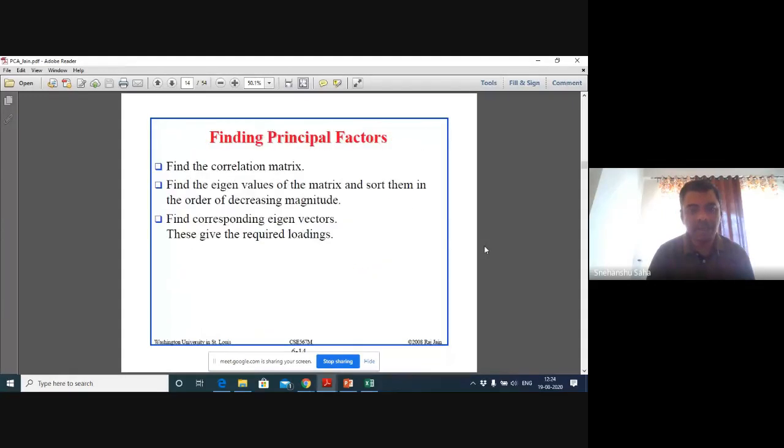Now, the way we do it is that we find a correlation matrix. I would want you to think of a particular problem: the number of packets sent and the number of packets received. Now, let me ask you another question at this point of time.